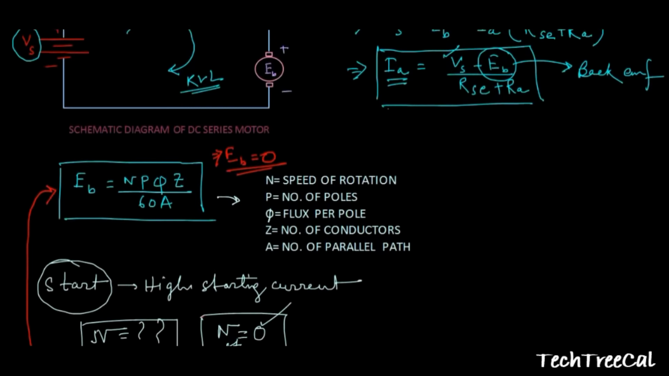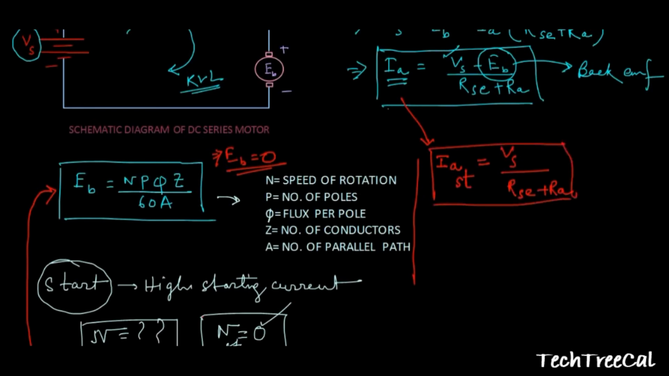Now take this value EB equal to 0 into our previous equation that we derived earlier. If we take this particular equation and name it IAST, that means the starting current, it is equal to Vs by RAC plus RA. Here I have put EB equal to 0.